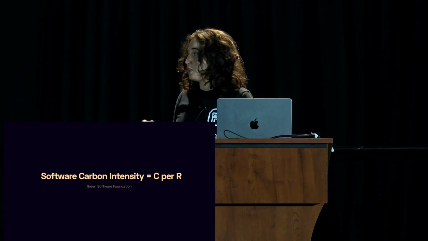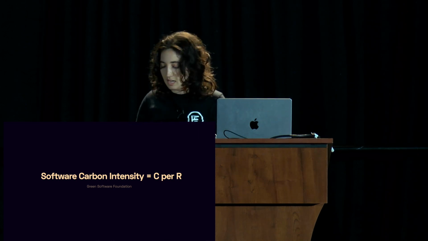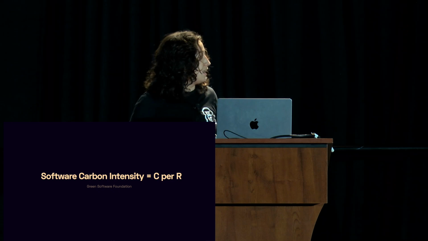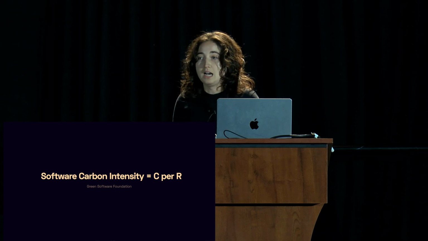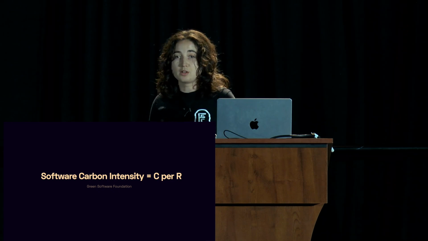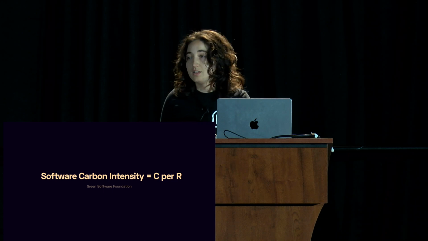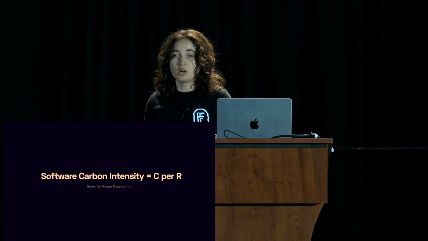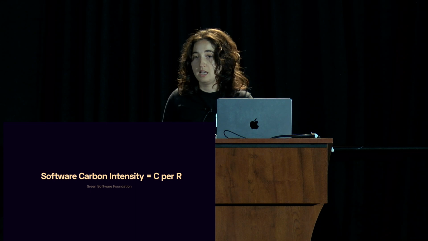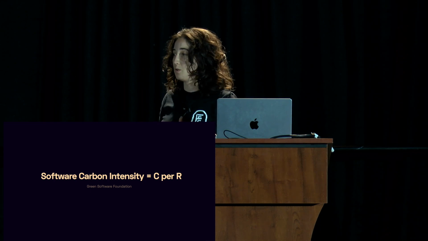I want to talk a little bit about a calculation we can use to discuss energy footprints, and that is software carbon intensity. This is an equation that was created by the Green Software Foundation, and all it does is measure the amount of carbon per functional unit of your application. A functional unit could be, say, processing an order.